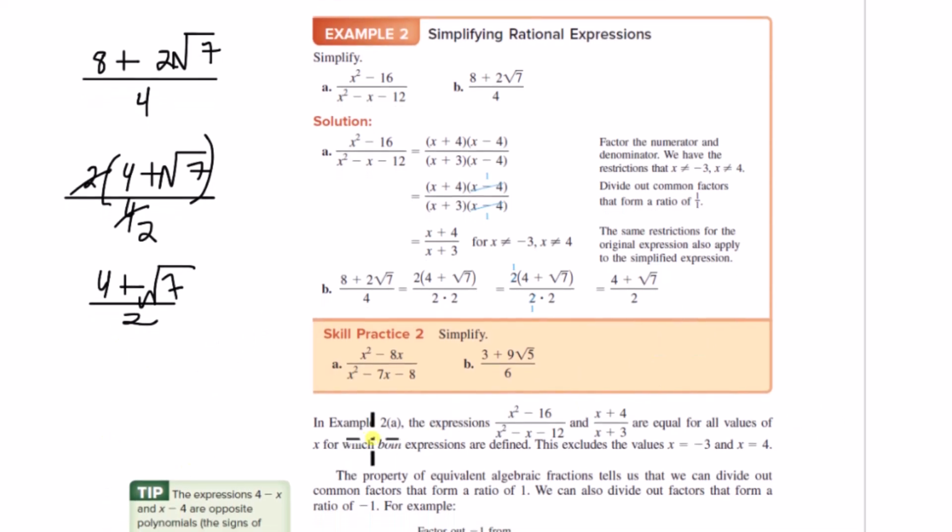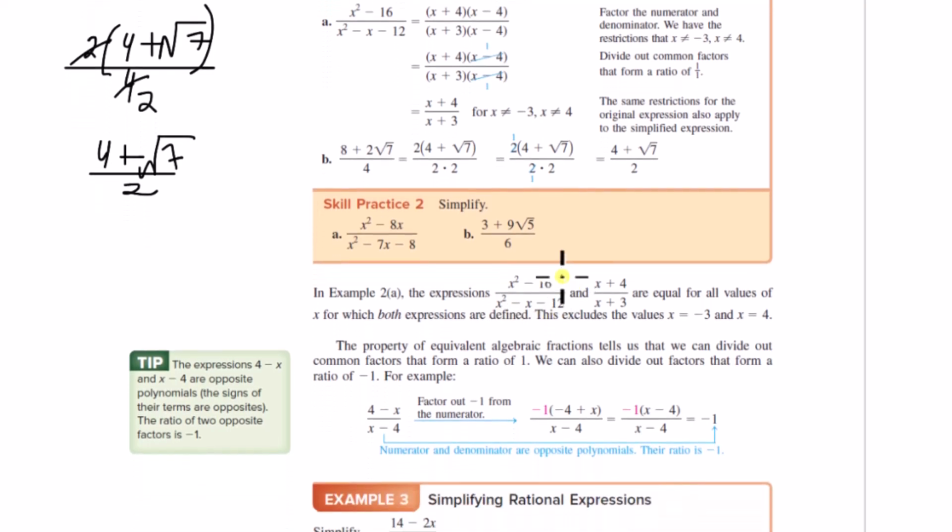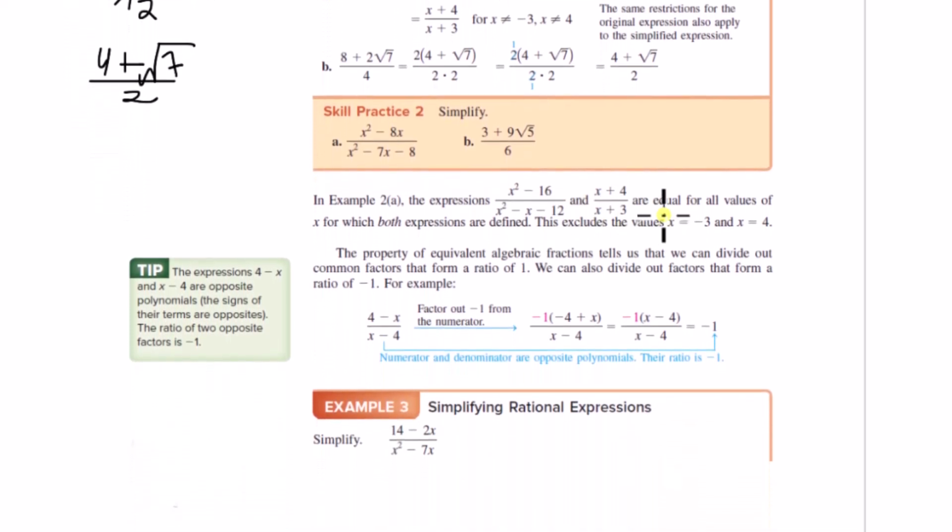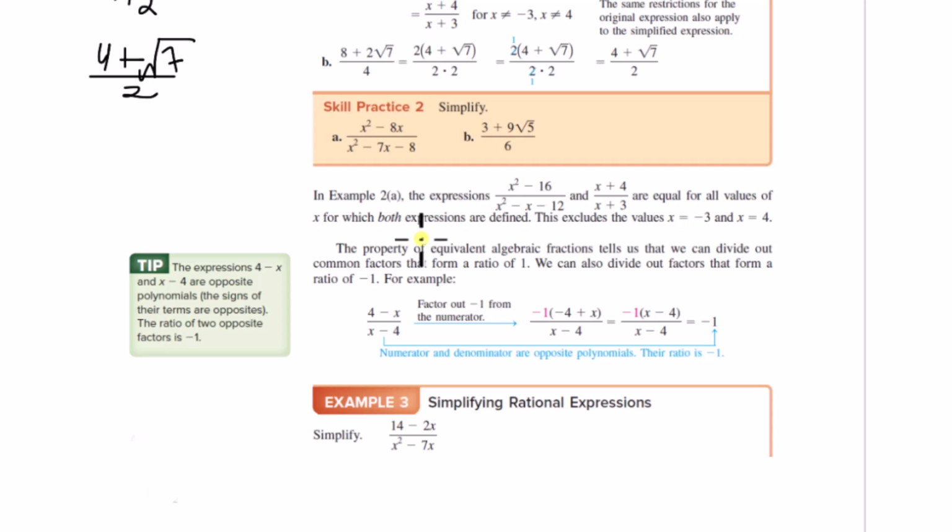Okay, now in example 2a, the original expression and the simplified form are equal for all values of x for which both expressions are defined. Exactly. You have to look at the original problem. So no, you're not allowed to input 4 into the simplified expression, even though it works in that expression.